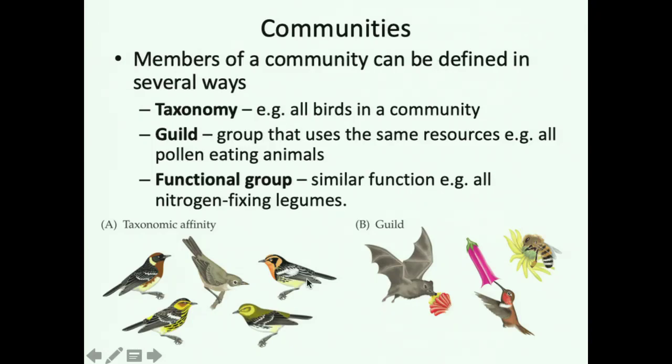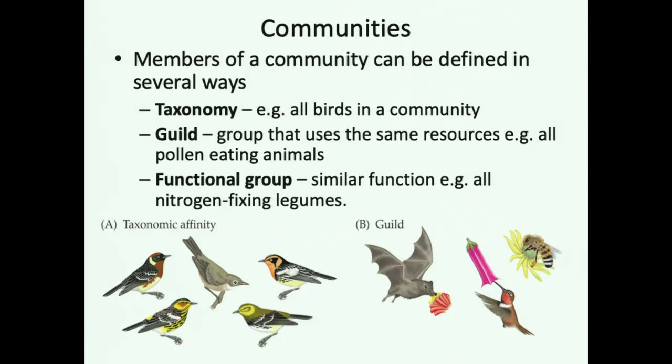We can also look at communities in terms of taxonomy or guild or functional group. This is very useful for ecologists because we don't have to look at particular species. We can say, I want to look at all the birds and how birds interact with non-birds. And it might not narrow down between different species of finch, for instance, or different species of warbler. I just say birds are going to be one group.